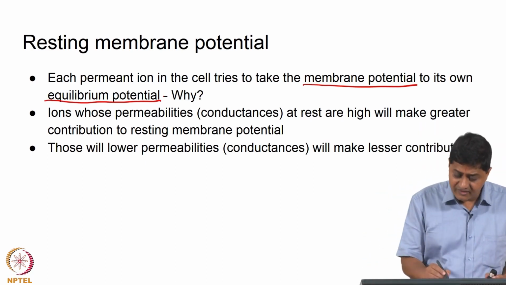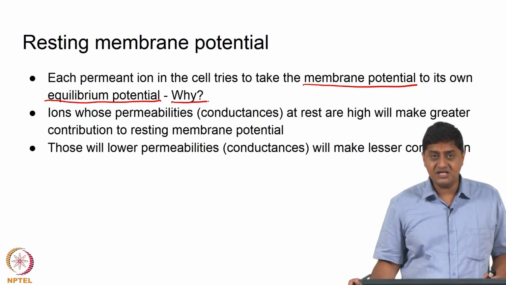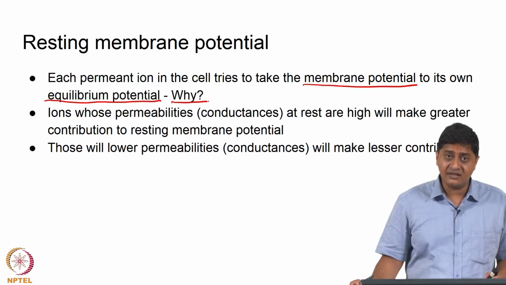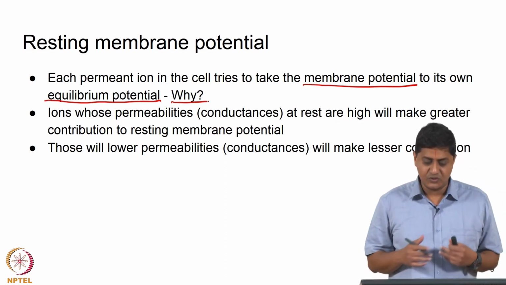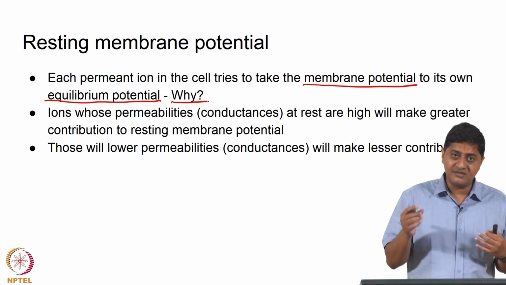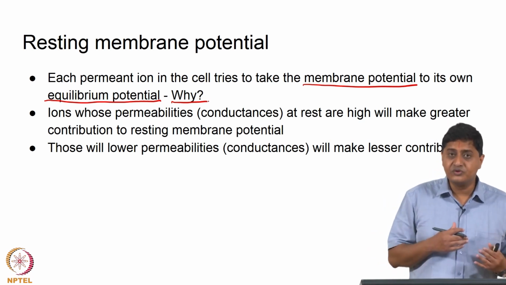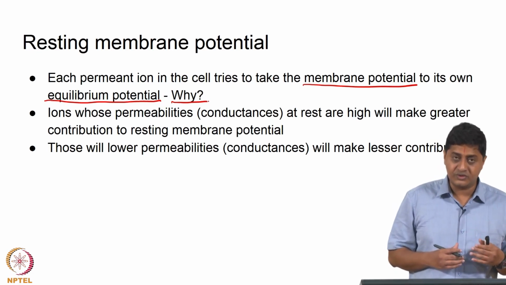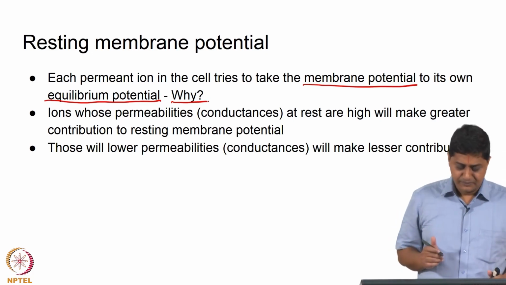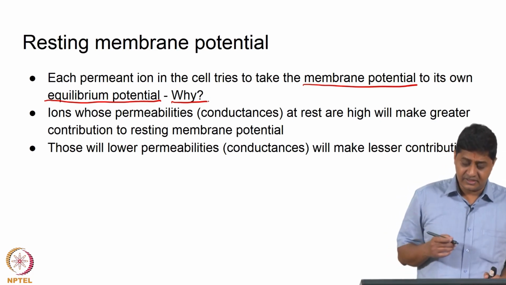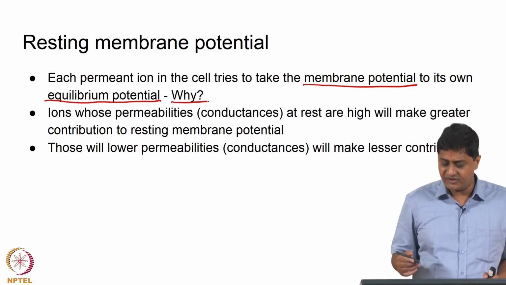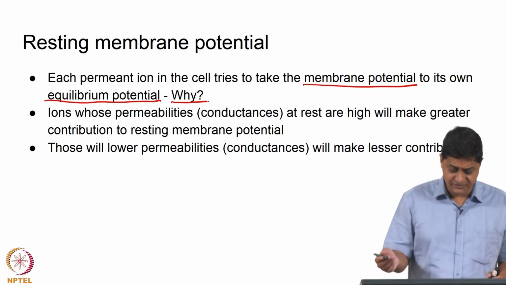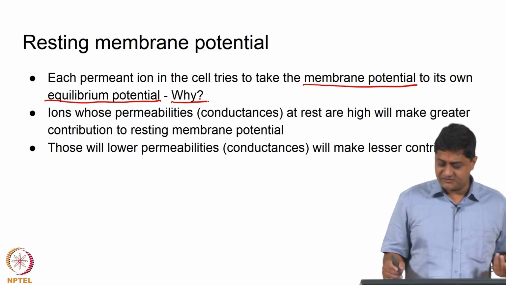So, why is it that each permeant ion tries to take the membrane potential to its own equilibrium potential? Because at that point it does not have to move, there is no need for it to move, because that is the point at which the force due to the electrical gradient exactly matches the force due to the concentration gradient for that ion, is it not? And it turns out that ions whose permeability is high at rest will make a greater contribution to the resting membrane potential. That is something that we will have to justify in the future slides, we will do that. And those with lower permeabilities will make lesser contributions.